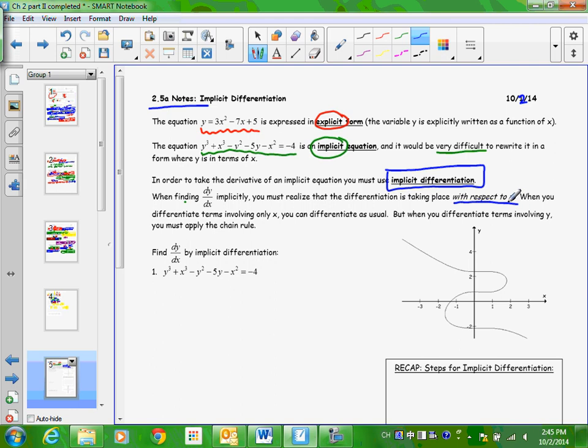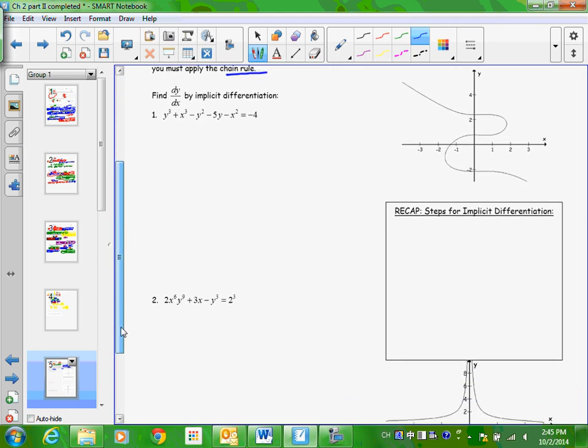When finding dy over dx implicitly, you must realize that the differentiation is taking place with respect to x. This doesn't mean much to you, but we have already been doing this. Every time we take the derivative, it's with respect to x, because our functions have been of x. When you differentiate terms only involving x, you just do the usual thing. But when you differentiate terms involving y, you have to apply the chain rule. Let me explain what that means in this first example.